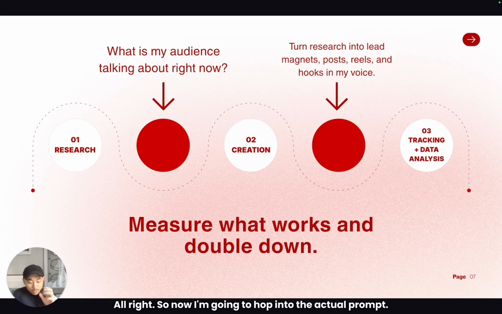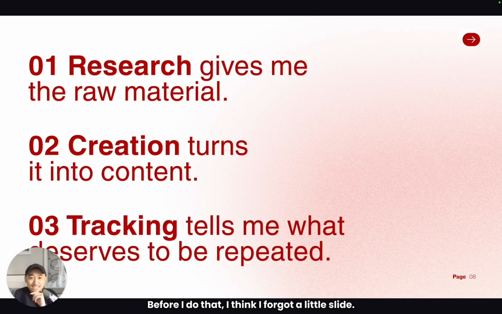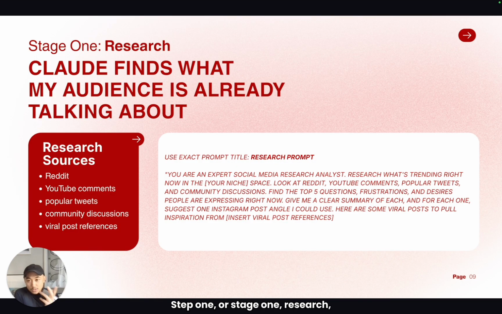All right, so now I'm gonna hop into the actual prompt. Before I do that, I think I forgot a little slide. Research, raw material, creation turns into content, tracking tells me what deserves to be repeated and what I need to use in the future. Step 1, or stage 1, research.